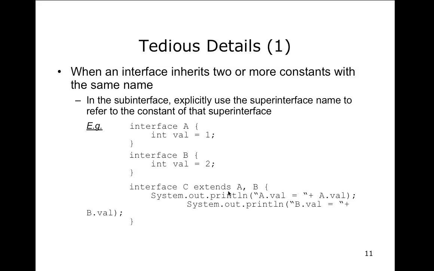Here's a tedious example in terms of the details. When an interface inherits two or more constants with the same name, you can basically specify or reference the interface. Here we have a subinterface, so explicitly use the interface name that's referred to. So you're doing A.value, B.value to say this is from the A interface, this is from the B interface. Here we have interface A, interface B.